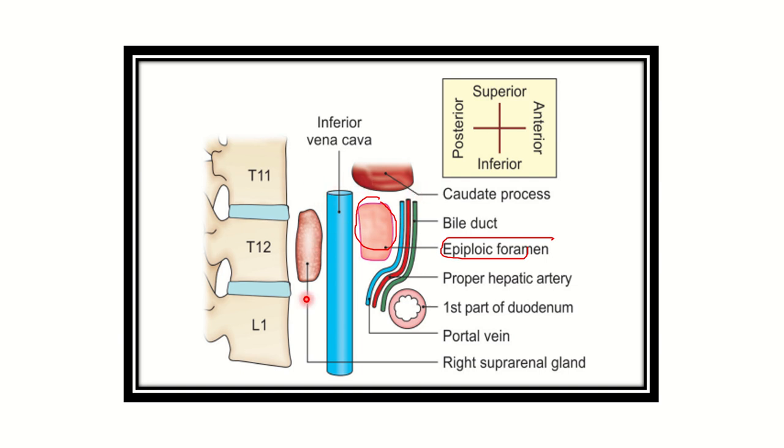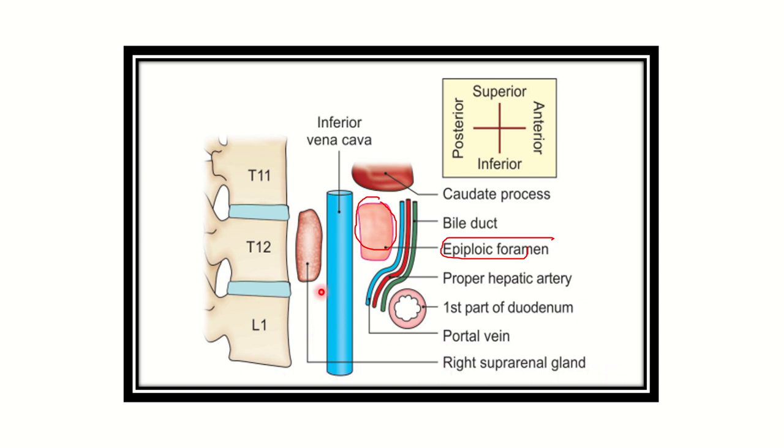And there is another important relation: the right suprarenal gland lies just posterior to the inferior vena cava. The inferior vena cava is a wide-bore pipe which carries a lot of blood, that means almost all of the blood from the abdomen and the body below the heart. So it may be injured during any surgery of the right suprarenal gland.